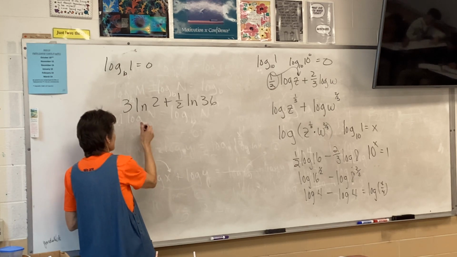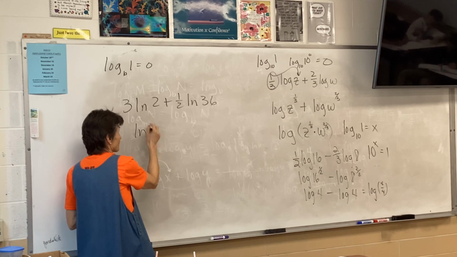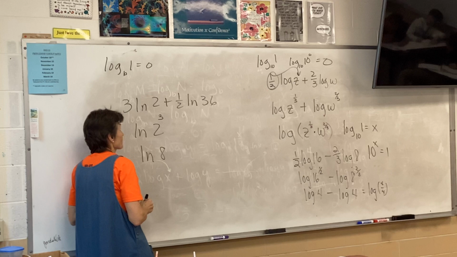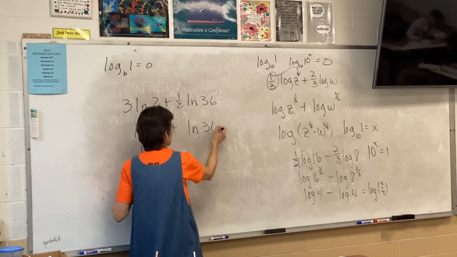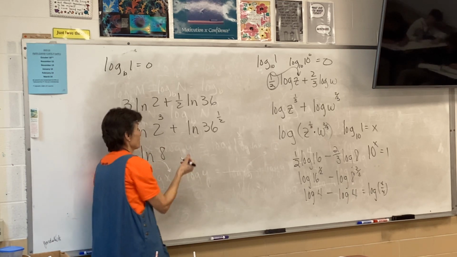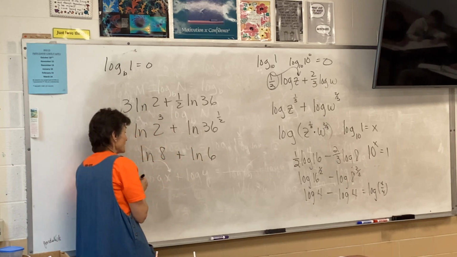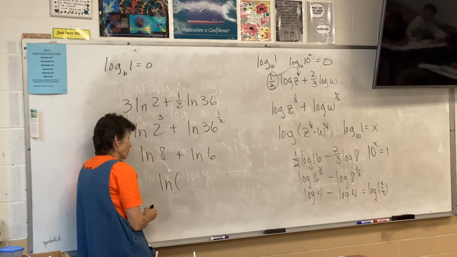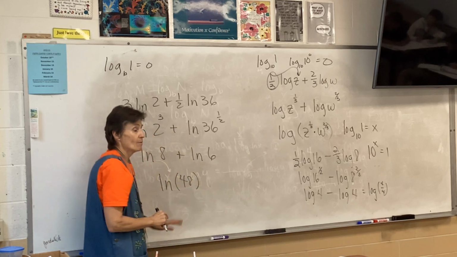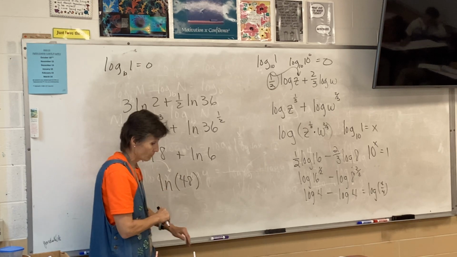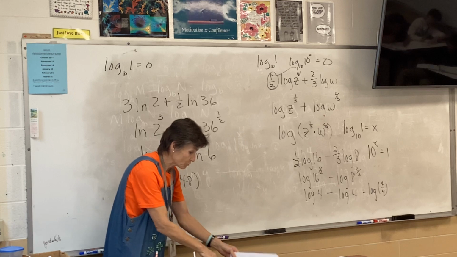So here we go. This means ln, not 6, 2 cubed. So that's ln 8. This means ln 36 to the 1/2, which is the square root of 36, 6. Now these two are being added, so when I put them together, it will be a multiply, so ln 48. That does not simplify. You could type it in on your calculator, but that one is finished. All right, would you try F on your own?